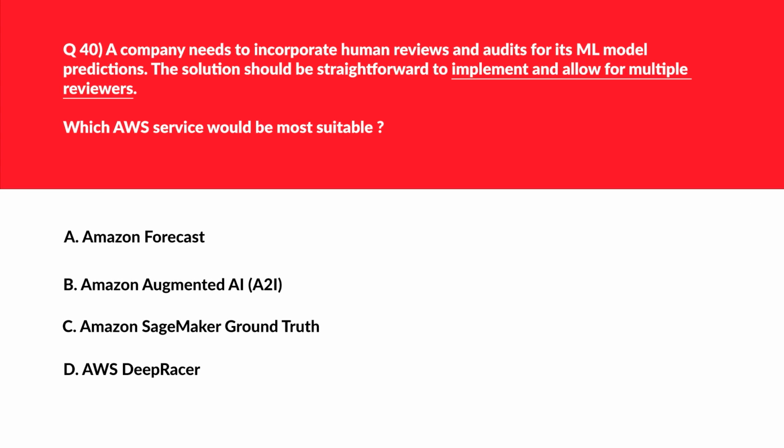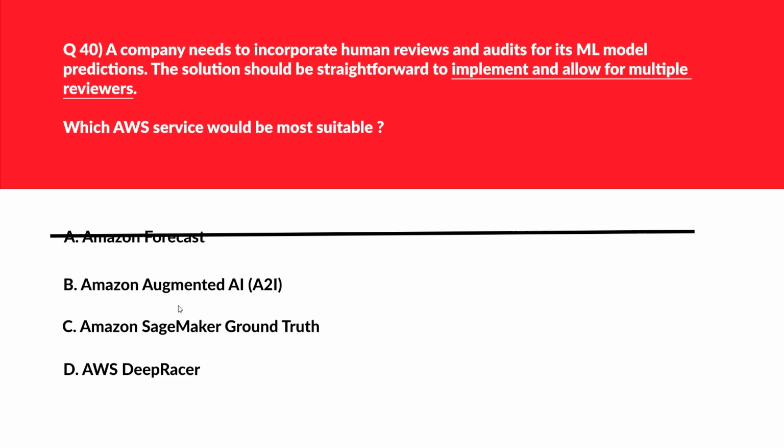Let's move to the next one. We'll look at option A first. A says Amazon Forecast. Amazon Forecast focuses on forecasting, as the name suggests, right? Its focus is on forecasting, not on human review and audits. Therefore, incorrect. Let's move to option B.